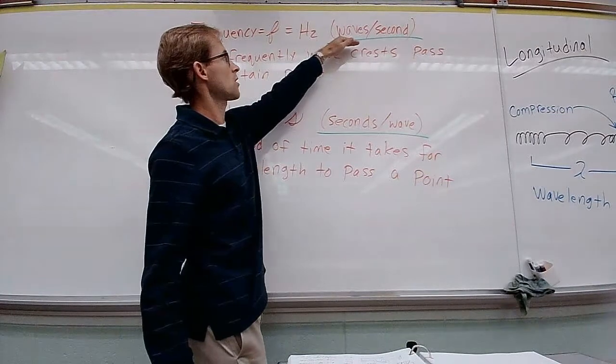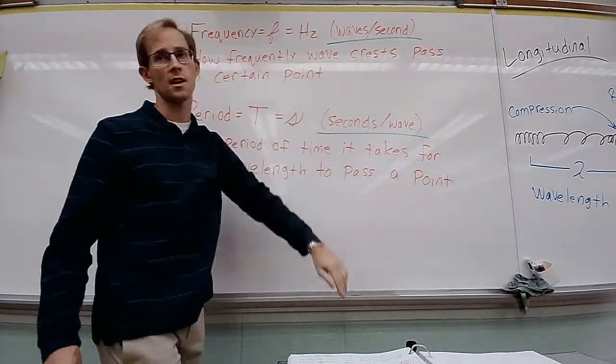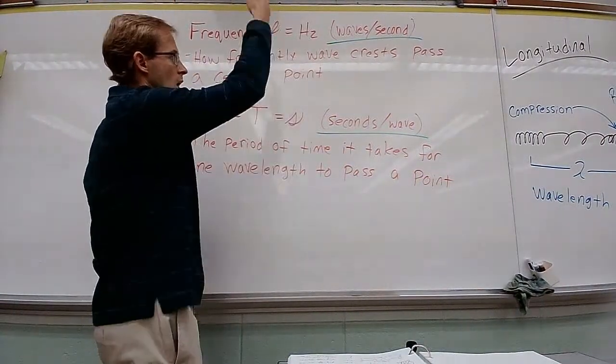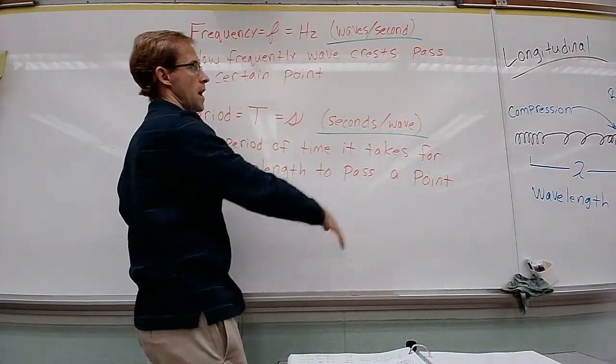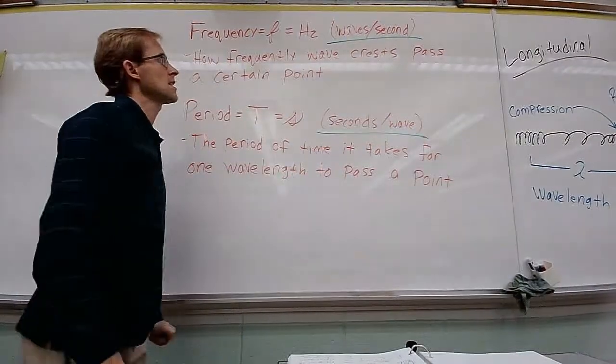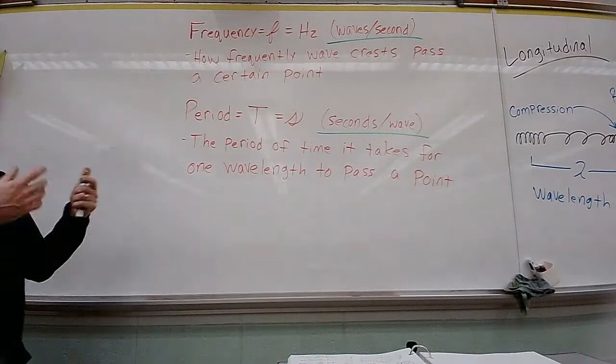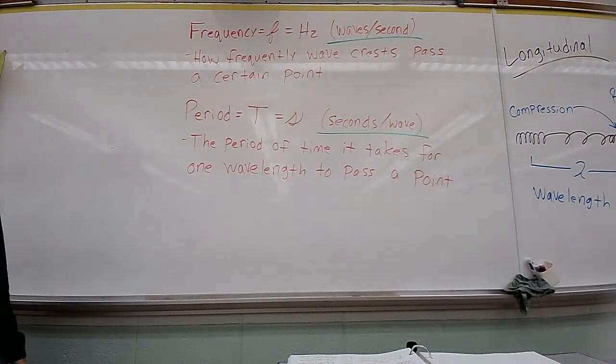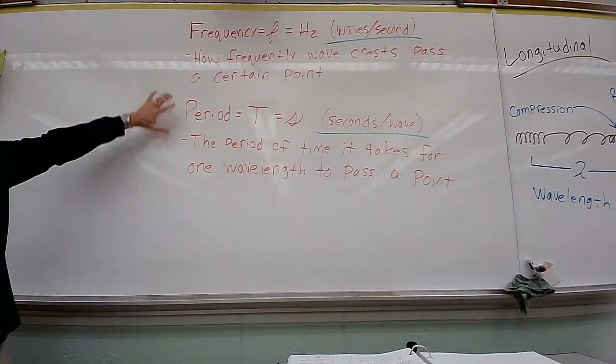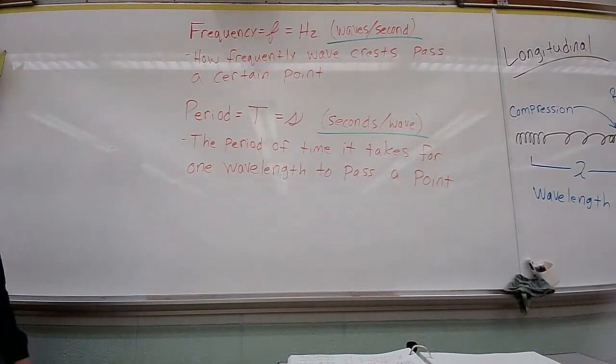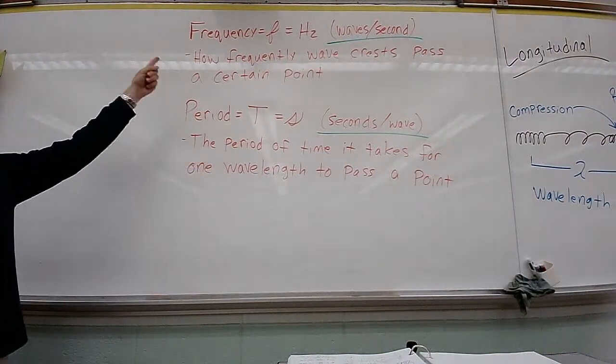Frequency is measured in how many waves are occurring each second. So if you're measuring how often these crests are passing one location, that is going to be something that's measured in hertz. It's going to be your frequency. So it's important to know the distinction between these two. Any questions on the difference between them?